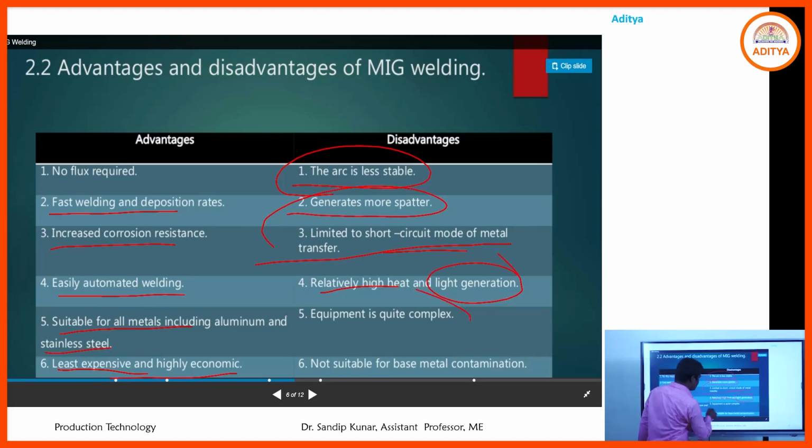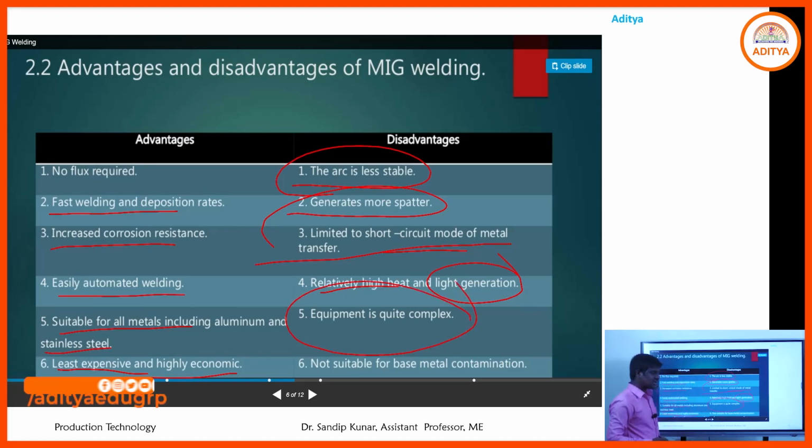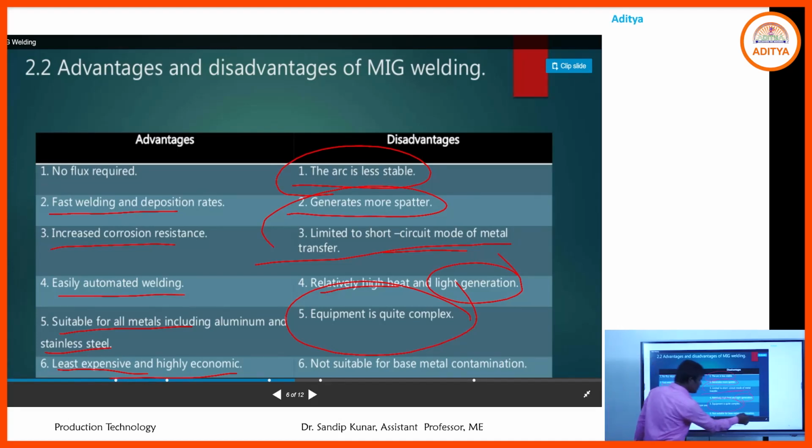Equipment is quite complex in these cases, because here we use the consumable electrode holder. Sometimes the holding of that consumable electrode is critical, okay, and it is not suitable for base metal contaminations, means sometimes we cannot remove the base metal contamination. Due to that, the weld quality sometimes also deteriorates.